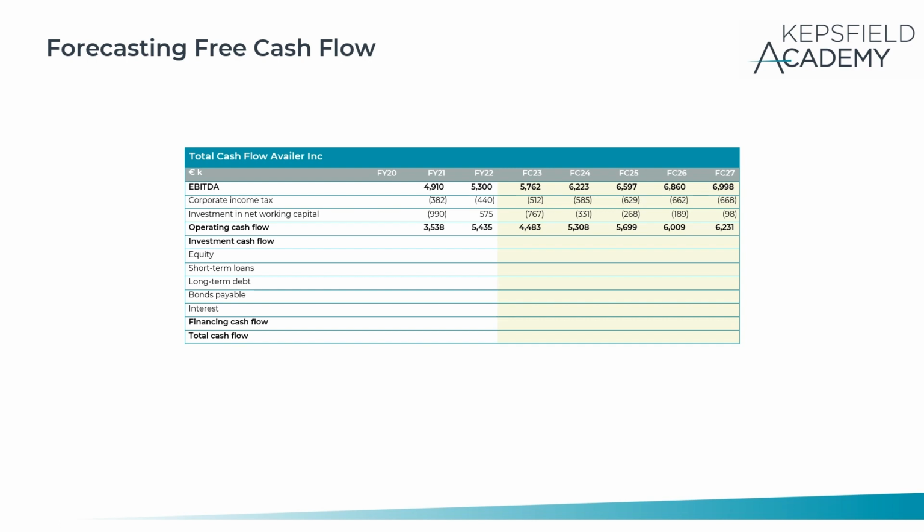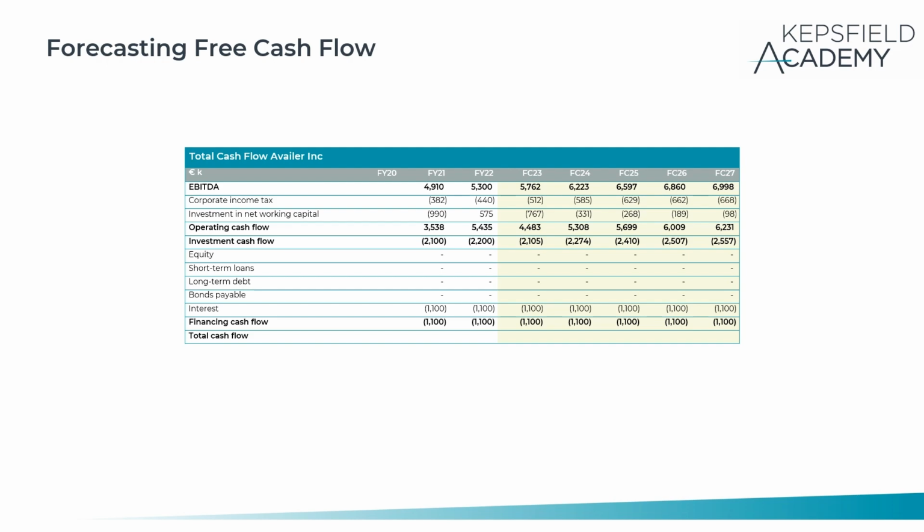Next, we calculate the investment cash flow. The investment cash flow is equal to the movement in tangible and intangible fixed assets on the balance sheet, plus depreciation and amortization. The calculation is explained in more detail in our other videos. Finally, the financing cash flow is calculated. We assumed the gross debt remains stable, and we forecasted no movements in equity other than retained earnings.